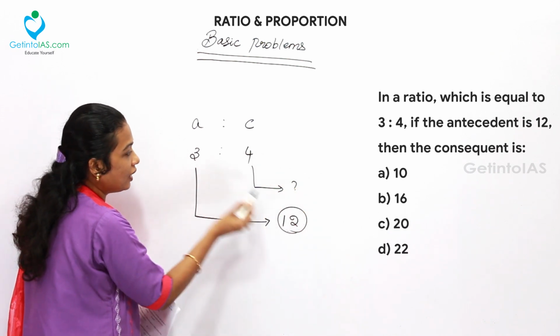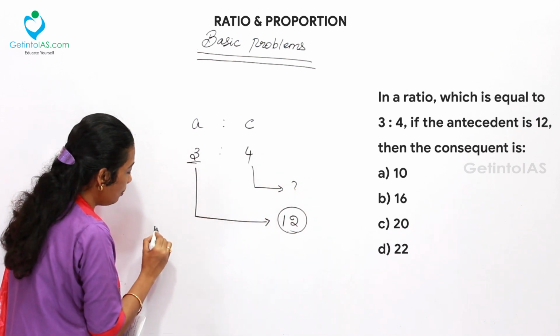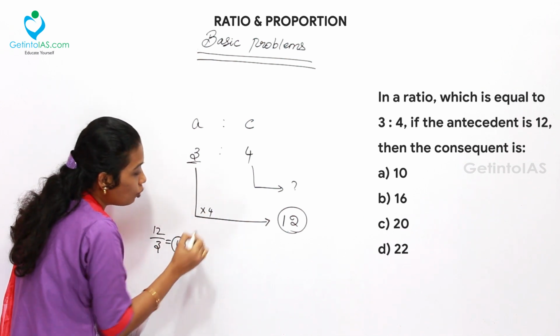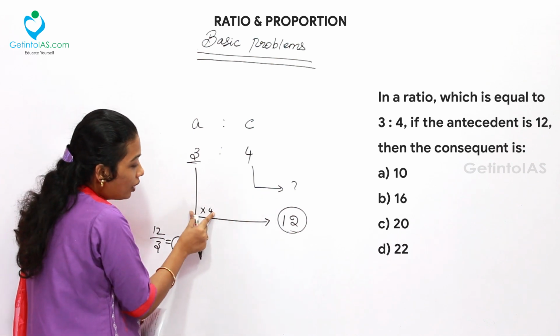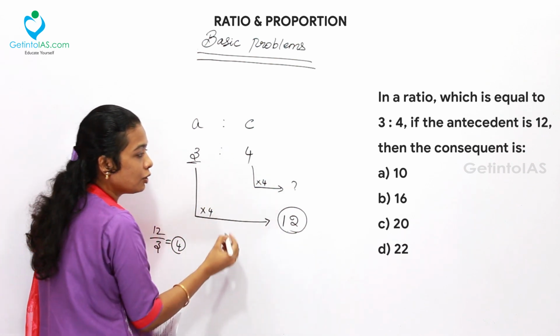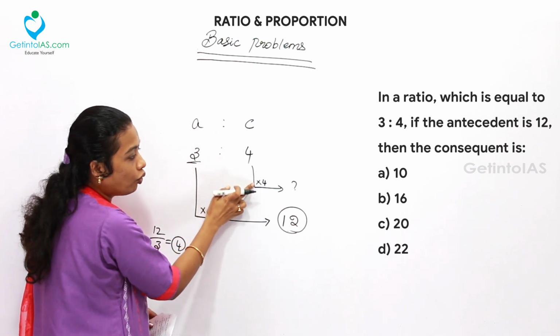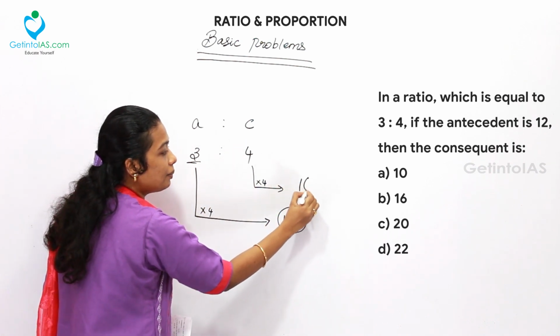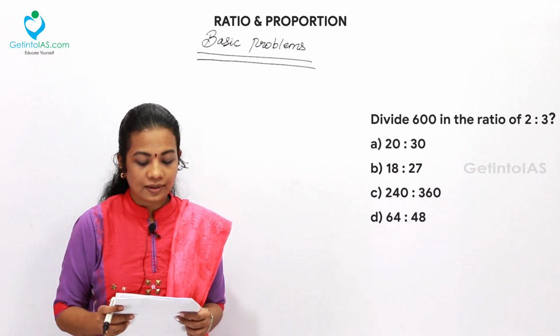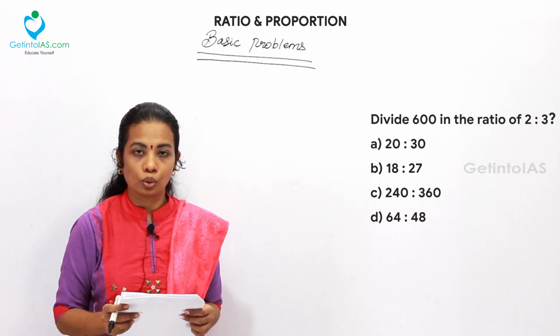So here simply you can divide 12 by 3, which is going to be 4. So 4 has to be multiplied to get 12. The same value is to be multiplied with the consequent. Simply 4 into 4. Finally my answer is 16. So option B, 16.